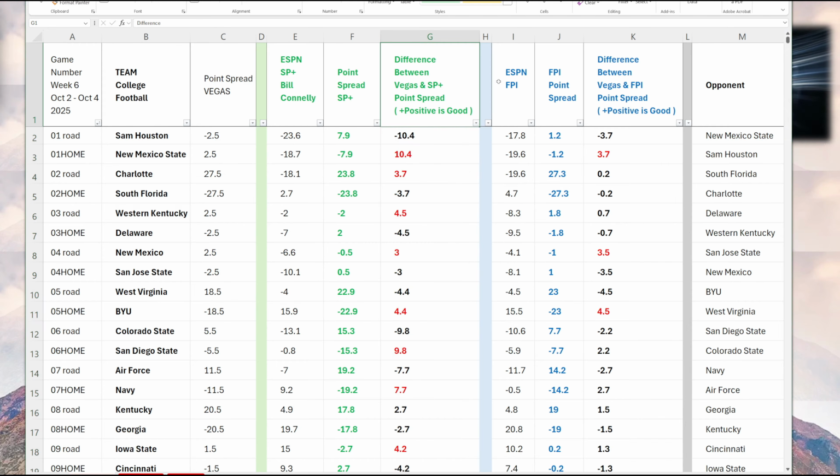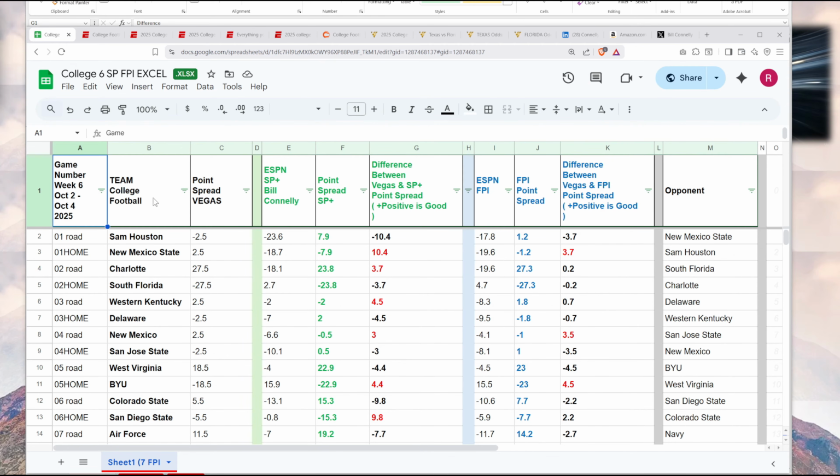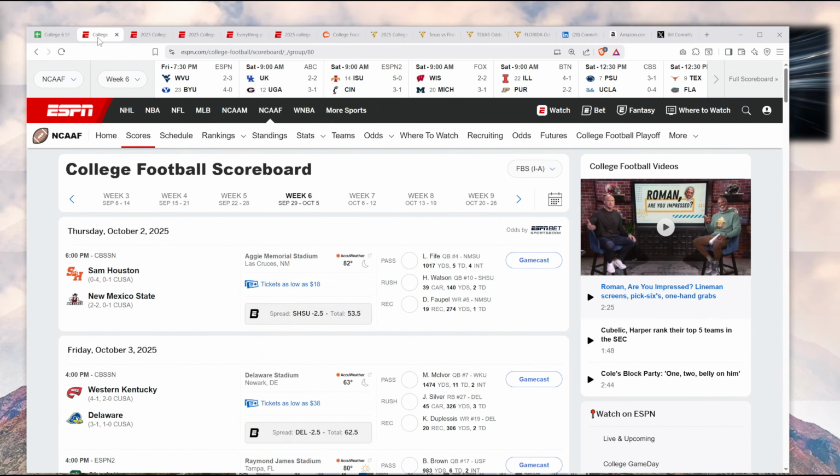And so this is for SP Plus, and you have FPI. It's great if both of them line up, but if I have to choose one, I choose the SP Plus as probably the most accurate power rating outside of Vegas, and I'll explain why. So let's go into where I got this information.